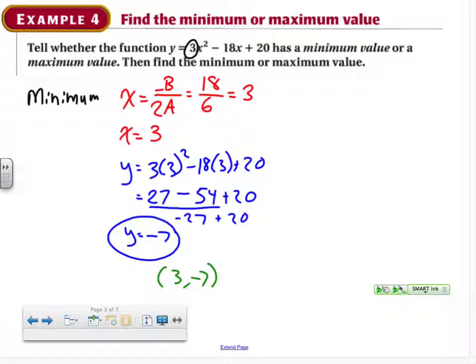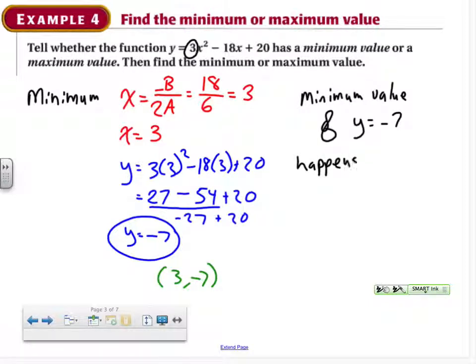So what that means is our minimum value, the minimum value of negative 7, happens at x equals 3. Right? So the y value is our minimum or maximum, and where it happens is our x value.